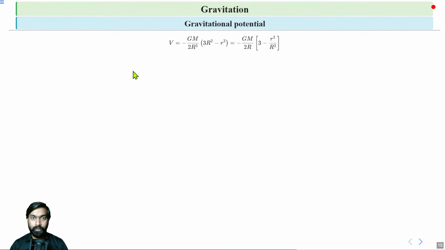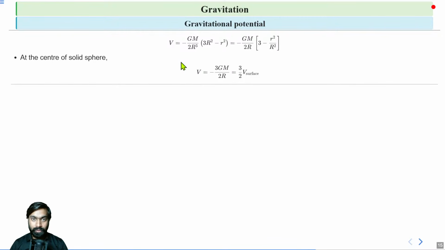So we have the formula V equal to minus GM divided by 2R into (3 minus r square by R square). At the center of the solid sphere, small r is equal to zero, so V equal to minus 3 GM divided by 2R, which is 3 by 2 into V surface. This means that at the center of the sphere the potential is 3 by 2 times the surface potential value. I hope this is clear.